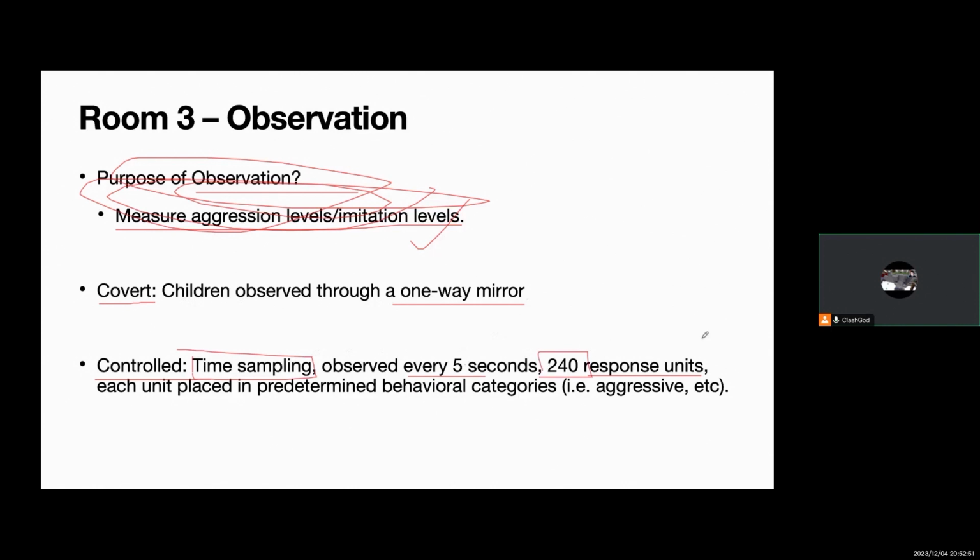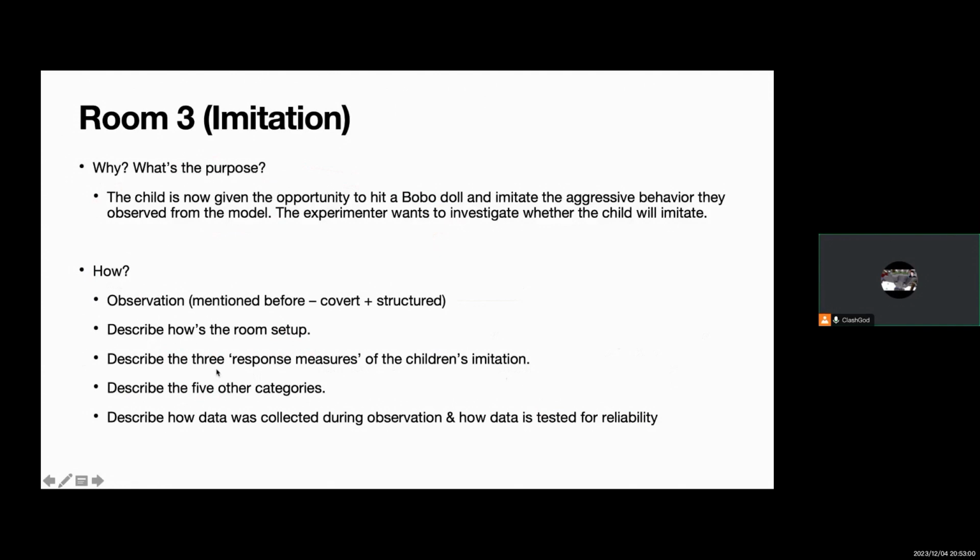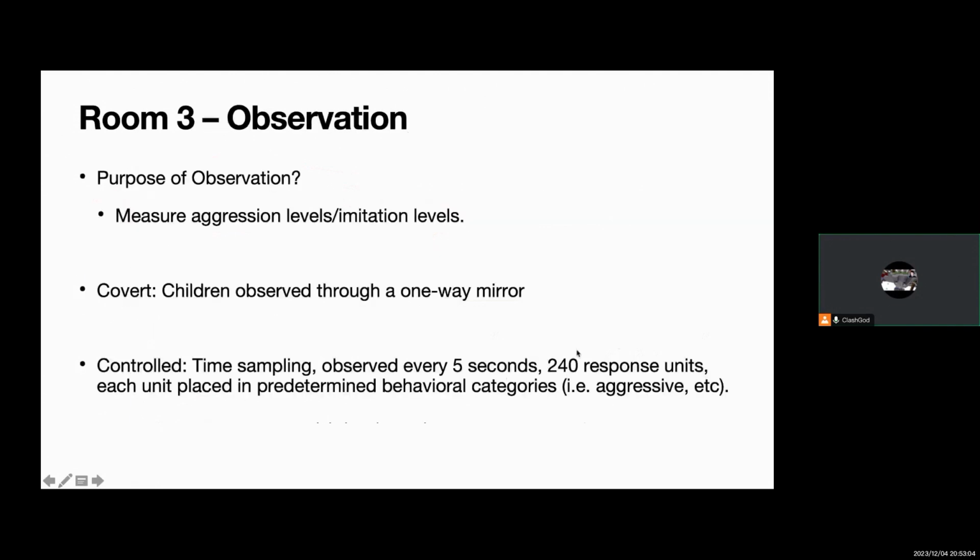For each response unit, it is put in a predetermined behavior category. And this is what we were talking about previously. This is what we mean by the 3 response measures and the 5 other categories. So essentially, for each response unit, we are putting it into a response measure or a category of behavior. Okay, so that's observation. Just a quick review.